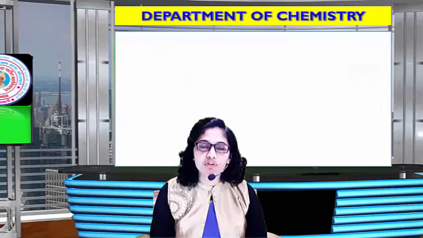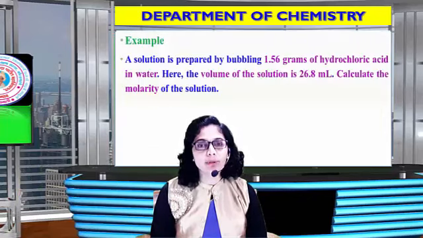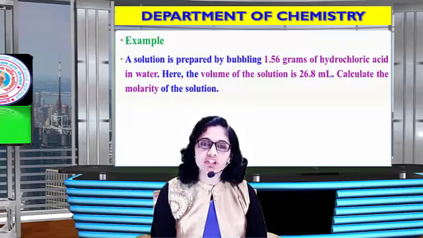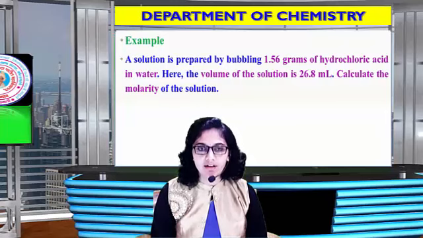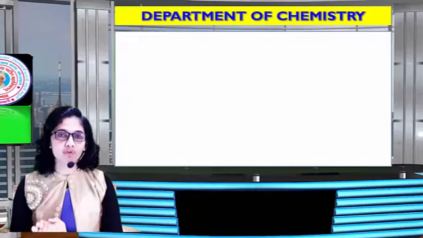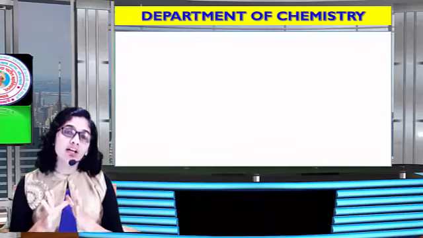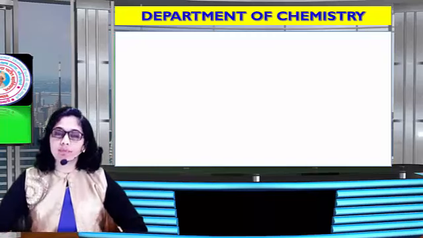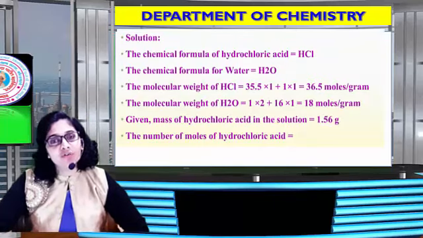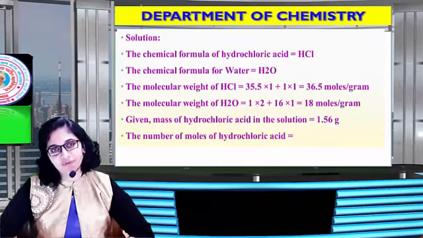A solution is prepared by dissolving 1.56 grams of hydrochloric acid, and the volume of the solution is 26.8 ml. Then calculate the molarity of the solution. Here, we have a weight of solute, and it is 1.56 gram. For calculation of molarity, we need the number of moles of that solute. This means that in this example, first we need to convert that weight into number of moles.